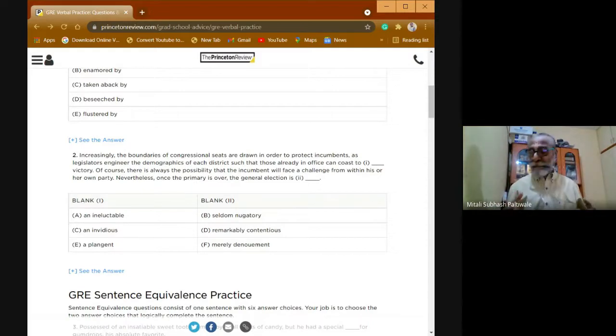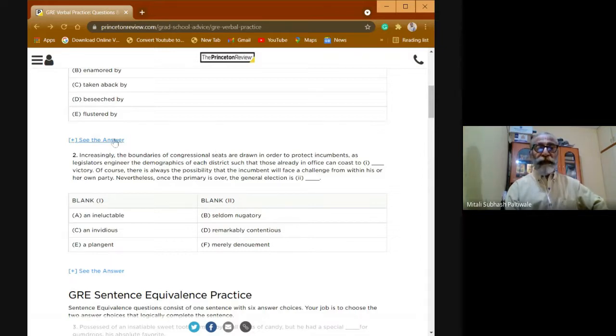The conducting of the election, the general election, is just for the namesake, because of the influence that the legislators, the already elected people in the office of the party, have had on the voters, so much that the new incumbent or the new member will automatically or unanimously be elected. So merely denouement is the right answer.